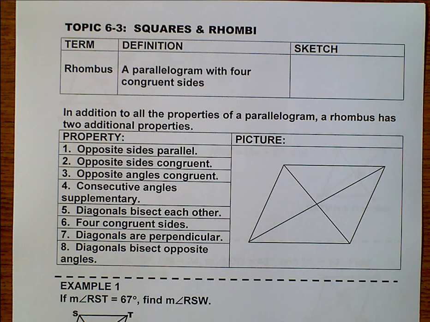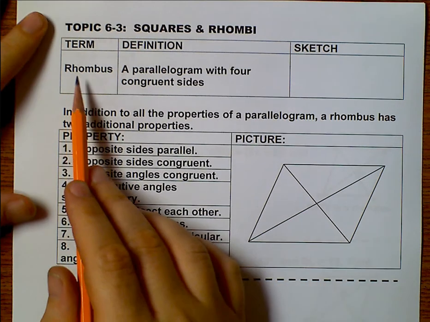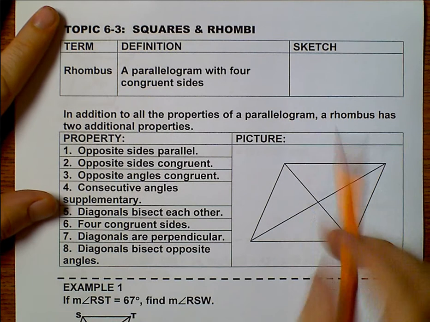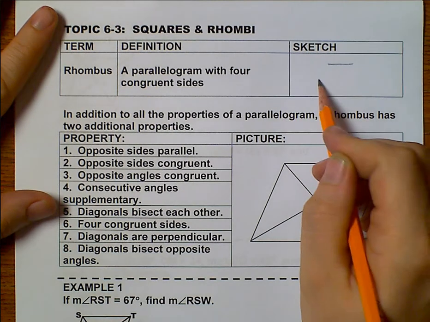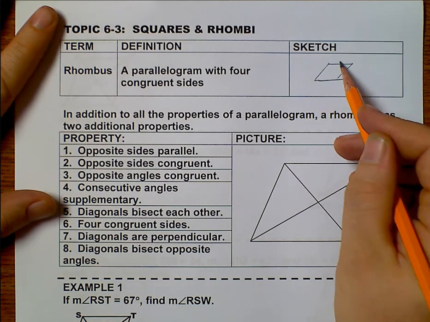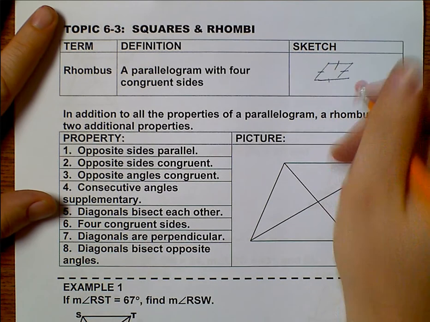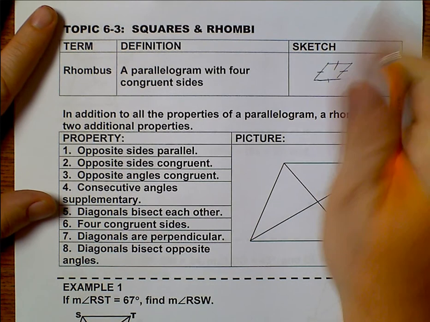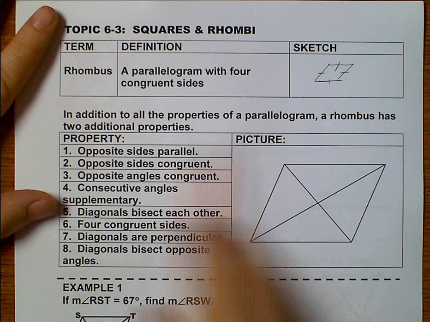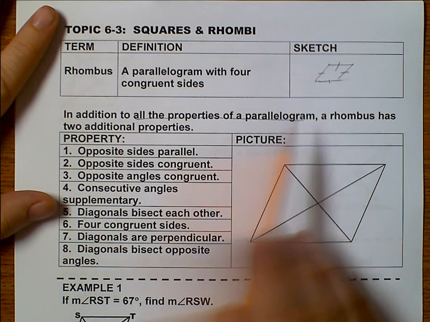Hello, this is topic 6-3 over squares and rhombi. Rhombi is just the plural form of the word rhombus. And a rhombus, in case you don't know, is just a parallelogram, except for all four sides are equal. So we've got all the properties of a parallelogram, plus two more.